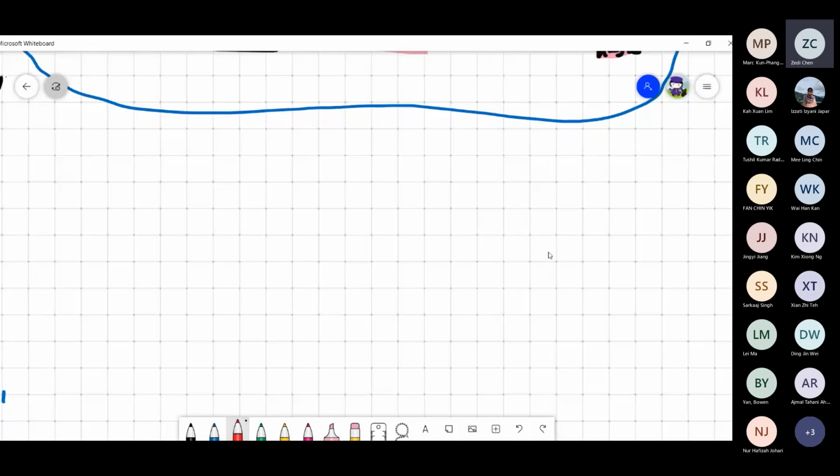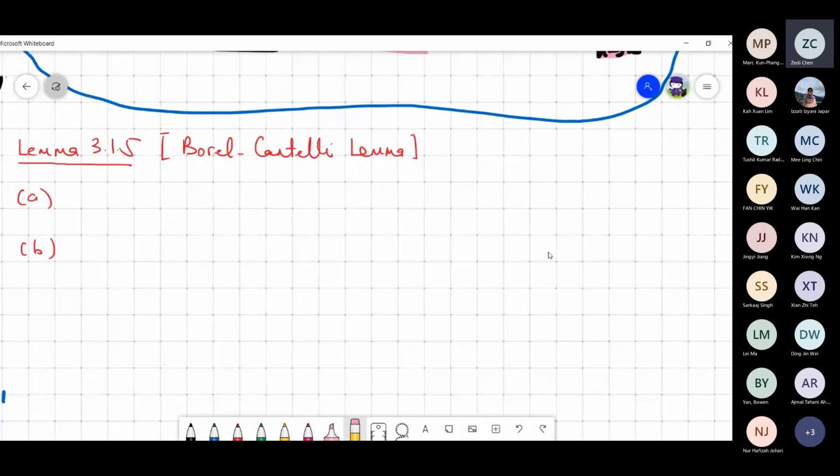one theorem. This is in chapter 3, lemma 3.1. So we have the so-called Borel-Cantelli lemma. We have two versions, version 1 and version 2. So let's look at the first and second. This is known as the first Borel-Cantelli lemma, and this is the so-called second Borel-Cantelli lemma.